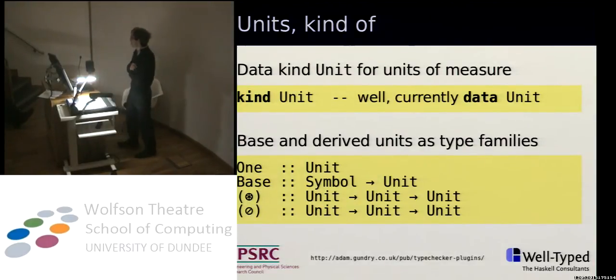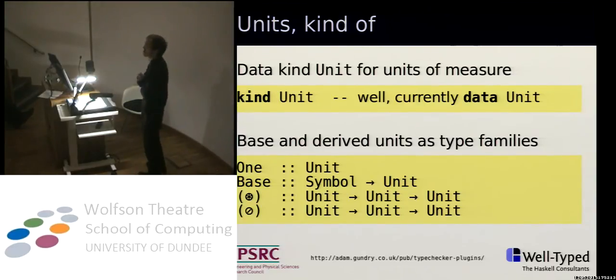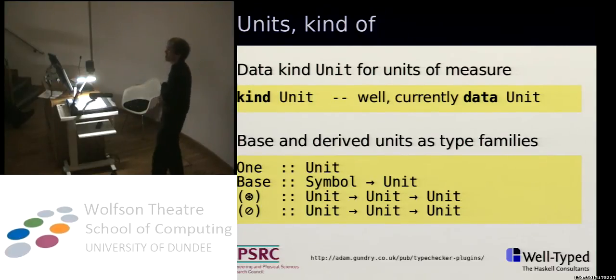Well, I'm going to start off by saying let's have a kind of units of measure and some constructors for building up derived units. So I've got one, meaning a quantity that's dimensionless, and then I've got some set of base units, some multiplication operation, which in the spirit of Bob I've written in a symbol that you can't type. And similarly, a division operation for units. So I can express things like meters per second as base m over base s.